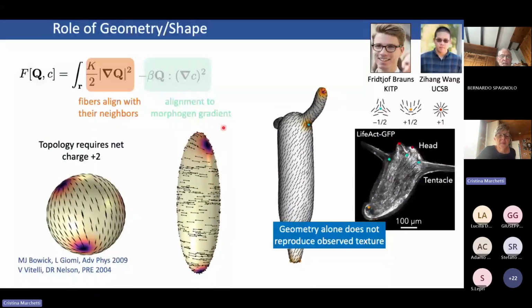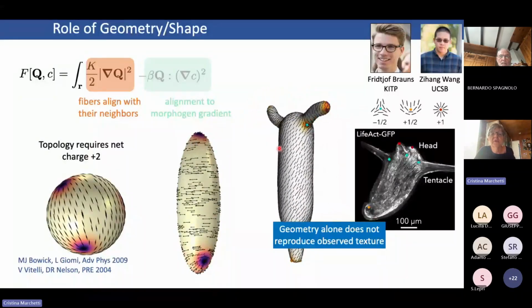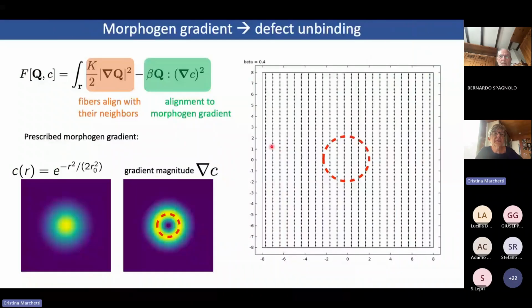So now we're going to put back our morphogen gradient and see what its role is. For simplicity, let's go back, first of all, to the plane. I'm going to look at the interplay of elasticity and morphogen gradient, but just in the plane. What I'm going to do is assume an ordered structure and prescribe a morphogen gradient inside this little orange circle over here. I'm going to prescribe a morphogen gradient which has a Gaussian profile, with some radius.